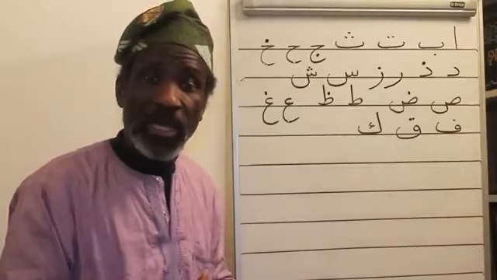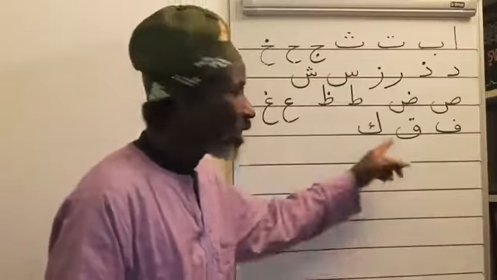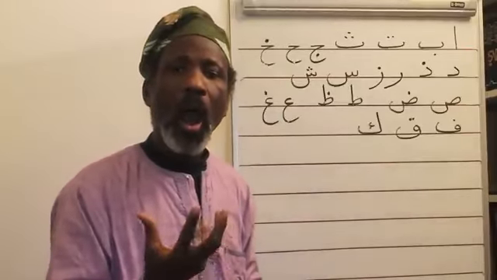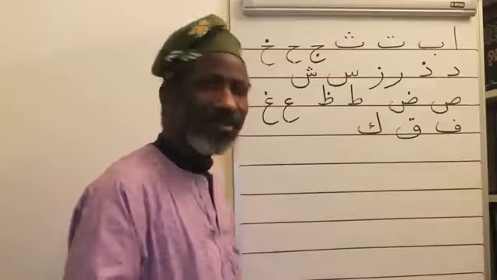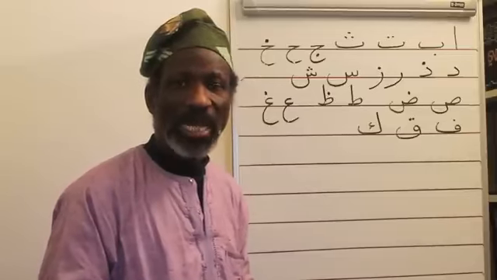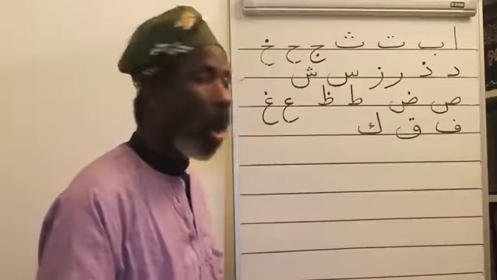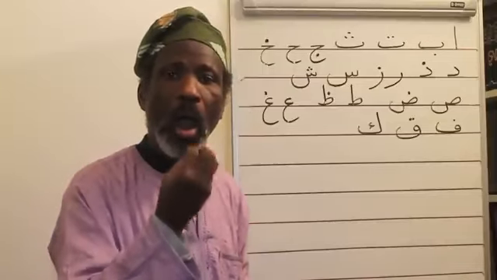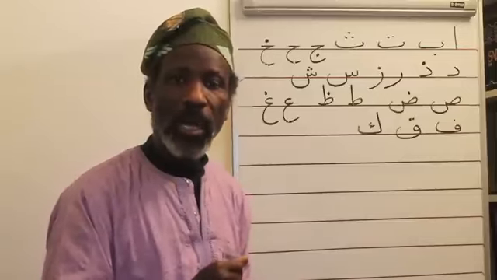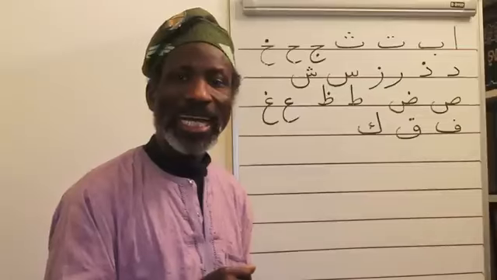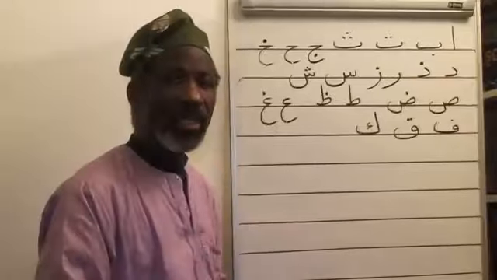Qaf. Now let's see the difference between this and this. This one is Kaf, coming from your throat here. But this one, Qaf, is very flat, like a khaki. Ka. Look at the movement of the mouth. Ka. Well done.